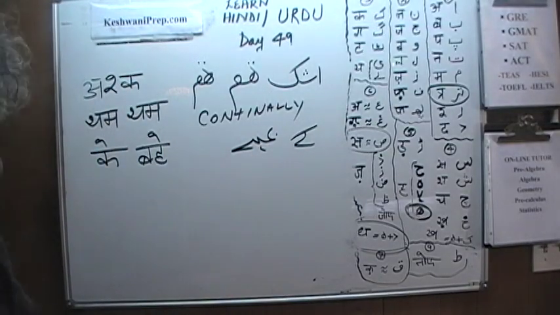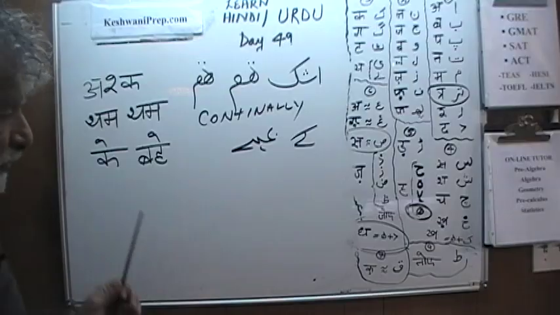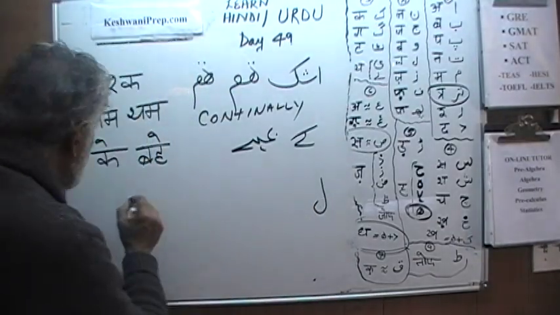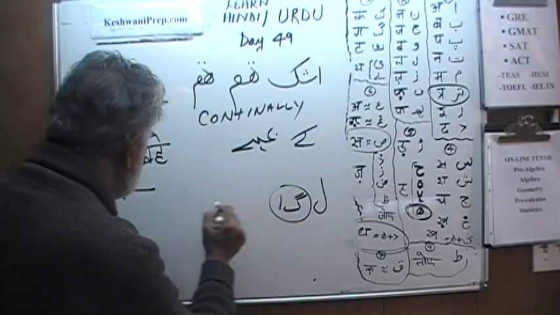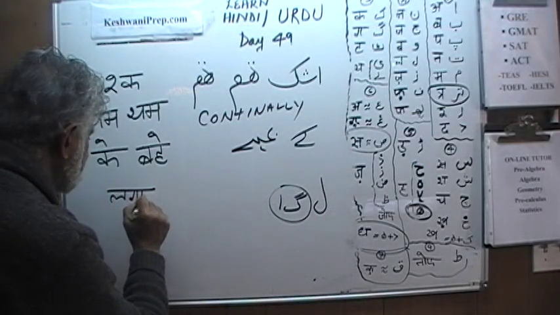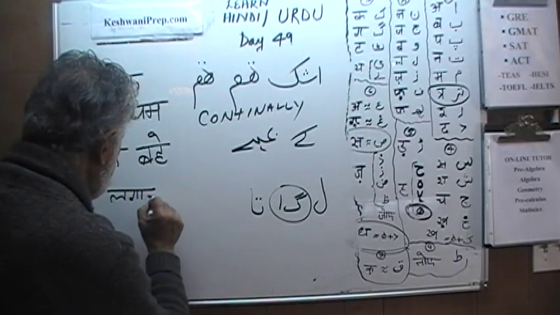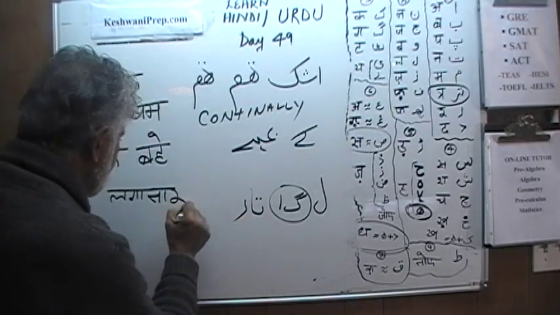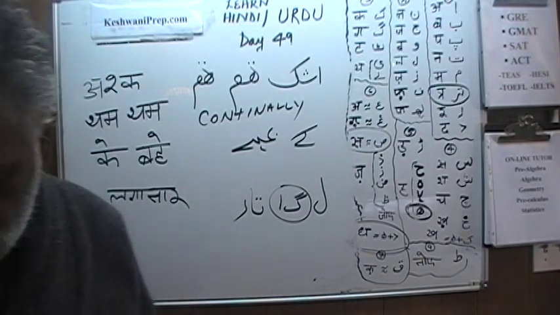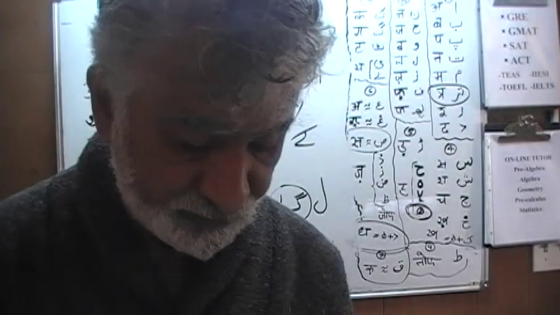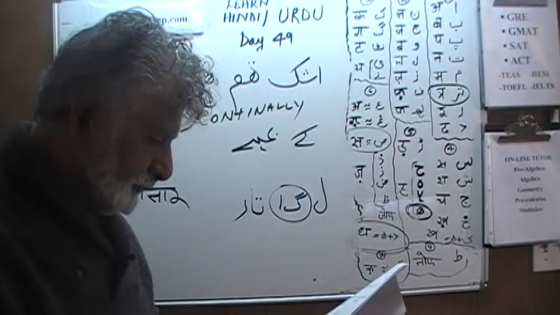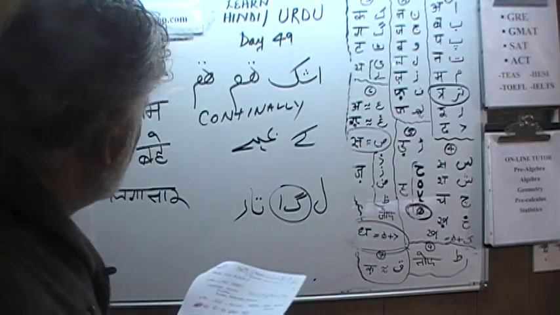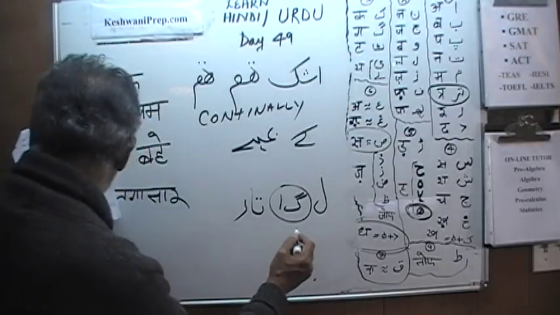Another synonym of continually is this one right here. Let's learn it. La, ga, ta, and ra in a row. Lagatar. Lagatar means without break, continually, incessantly. I'm not going to write the word incessantly on the blackboard because I don't know how to spell it. Lagatar. Let's put it together. Lagatar. This is what it will look like.